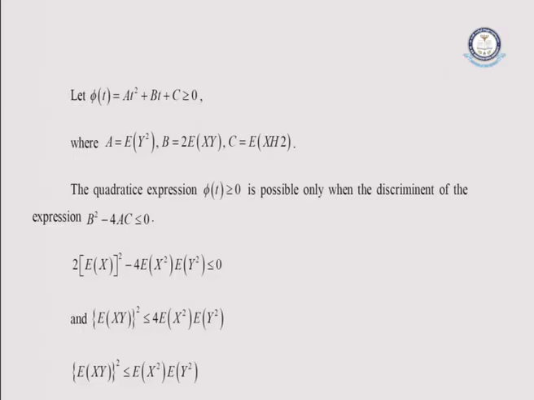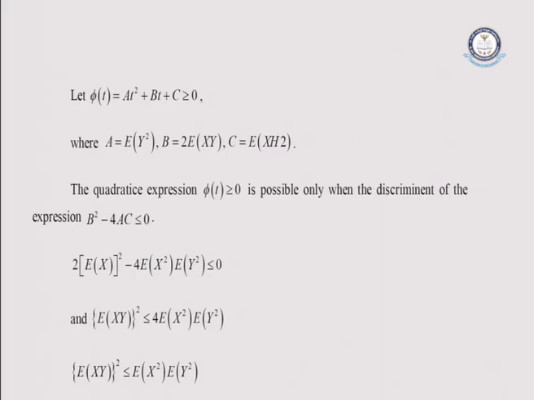This looks like a quadratic function. What is a quadratic function? a x square plus b x plus c. In the same way, Z of t is a quadratic expression in t. So we compare this quadratic expression with the expansion: a equals the expected value of Y square, b equals 2 times E of XY, and c is the remaining term, the expected value of X square.